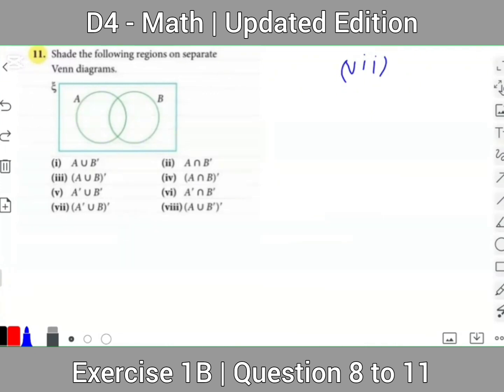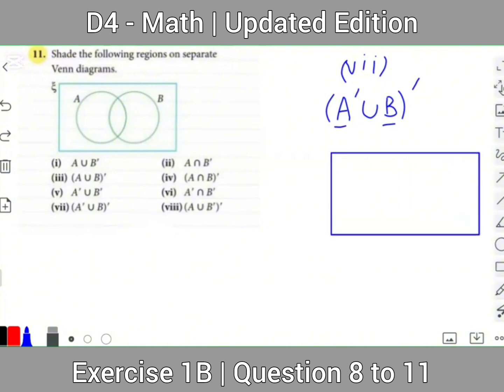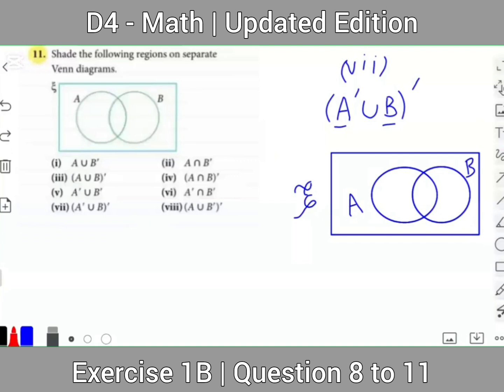In the part 7, we have to find out the shaded region for the A complement union B complement. So for this, first we will find out the A complement in a separate Venn diagram and B in a separate Venn diagram. So first we will find out A complement. For this, we will draw a rectangle that represents a universal set eta. Inside it, we will draw two overlapping circles that represent the sets A and B respectively. Now we will exclude the set A and shade the remaining regions in the Venn diagram with the red color.